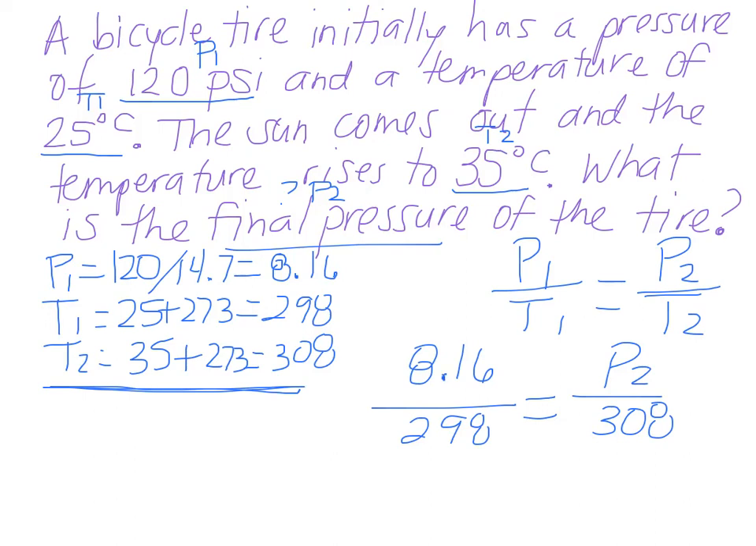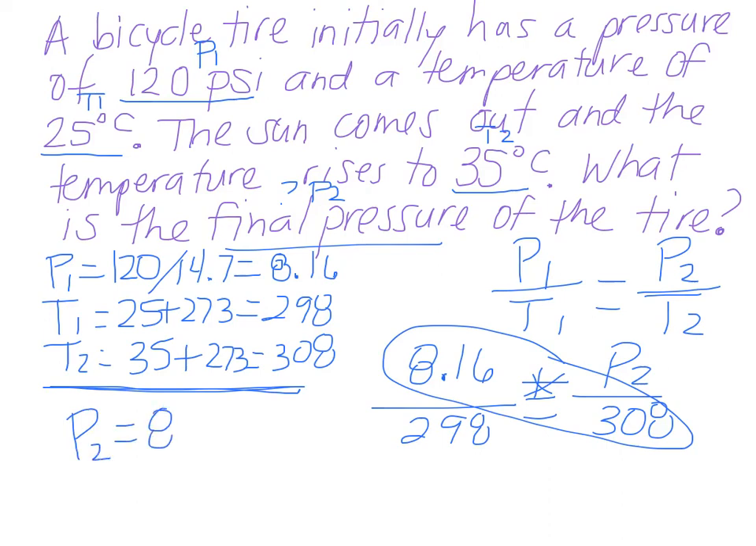So just like with Charles's law, we're going to cross multiply and then divide to get our answer. So 8.16 times 308, and then you're going to divide it by the leftover number, which is 298. So you're going to end up with a pressure of 8.43 atmospheres. It wasn't specific in the problem, but it is implied that you want to give your answer in the same unit that was given to you in the problem.